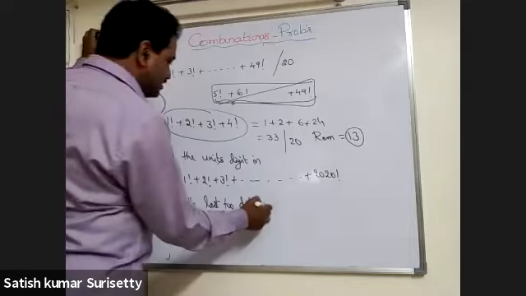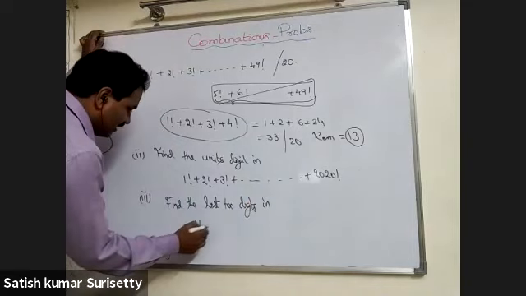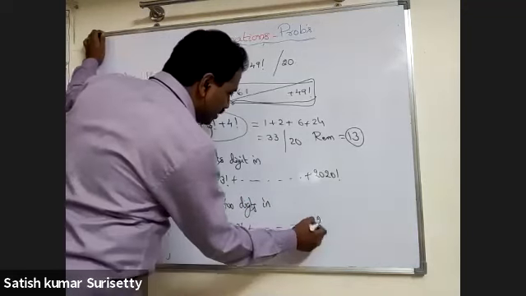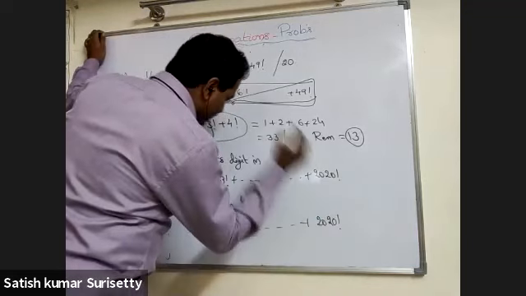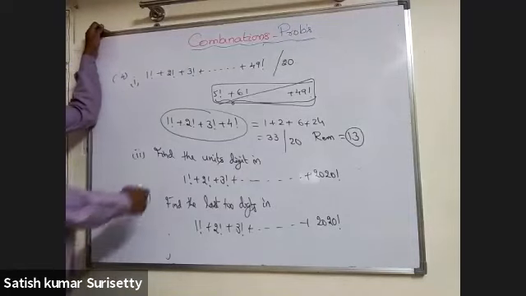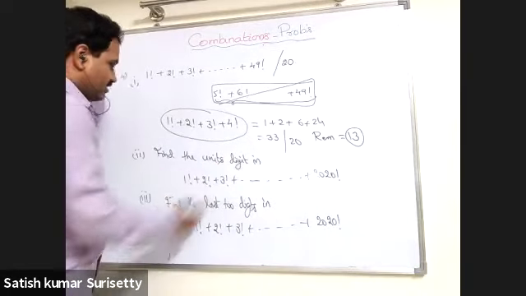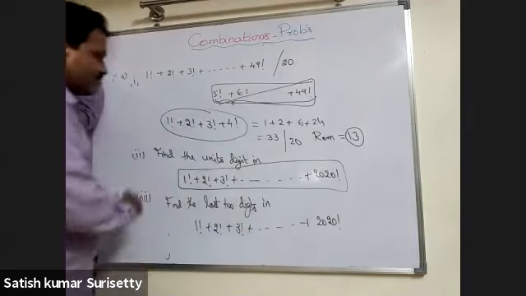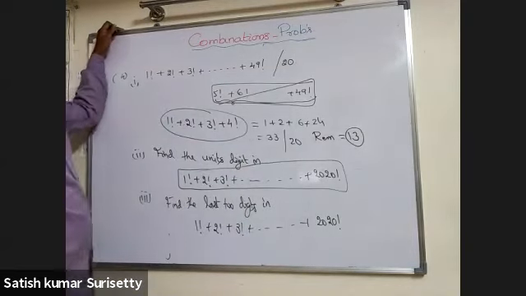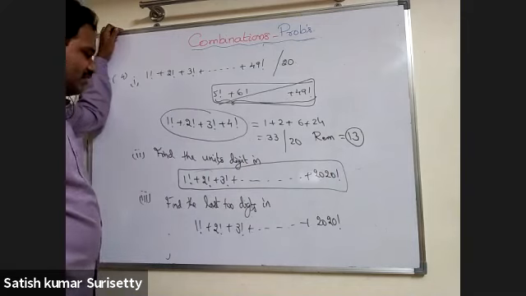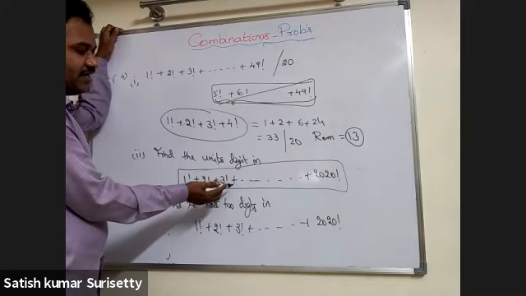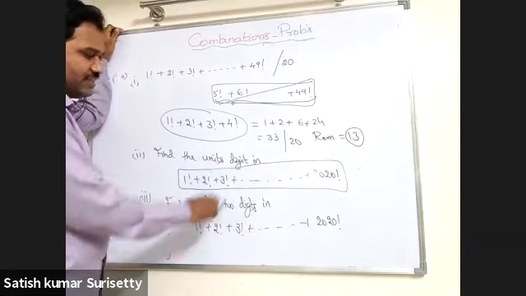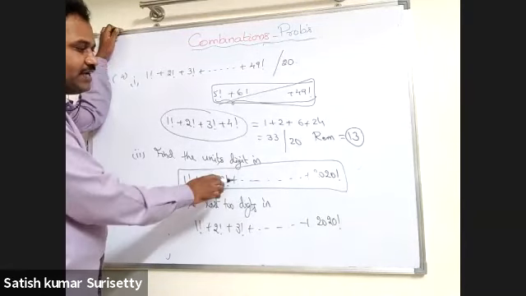Find the last two digits of 1 factorial plus 2 factorial plus 3 factorial and so on up to 2020 factorial. When you want to find the units digit, how do you calculate? From 5 factorial onwards, each unit digit will be 0, because 5 factorial contains a 0. That means all terms from 5 factorial onward end with 0.